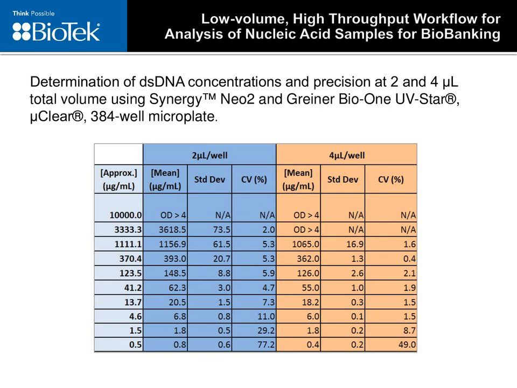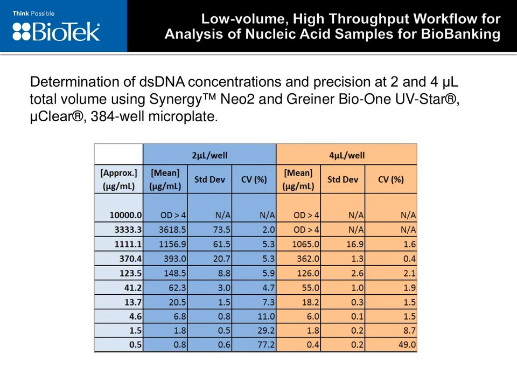So first, to determine the minimal volume required for precise optical density measurements in the UV Star plate, we performed a 1:3 serial dilution of 10 mg per mL of double-stranded DNA, and that was pipetted at either 2 or 4 microliters in replicate wells. And Table 3 here demonstrates Gen5 calculated double-stranded DNA concentrations from optical density measurements in addition to the precision data.